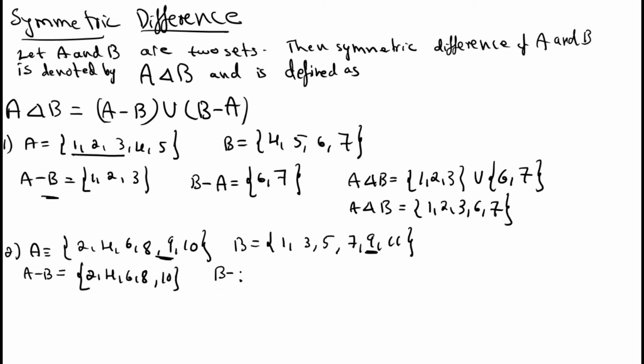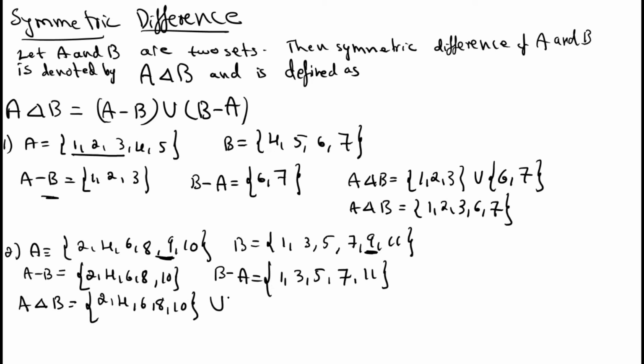Then B minus A. B minus A is equal to elements of B which are not in A. 1, 3, 5, 7, 9. See 9 is in A. Then 11. Okay. Question is A symmetric difference B. A symmetric difference B is equal to A minus B union B minus A, right? A minus B is 2, 4, 6, 8, 10 union B minus A is 1, 3, 5, 7, 11.